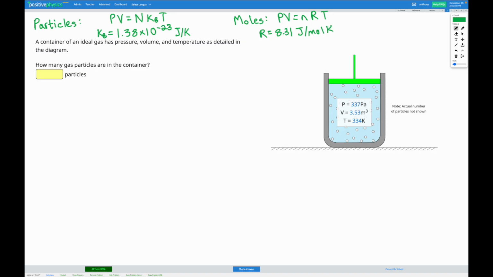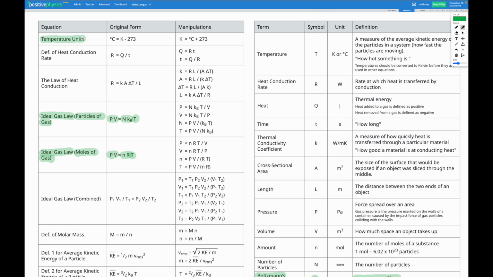One other thing that needs to be mentioned is that the temperature has to be measured in units of Kelvin. If the temperature isn't given in Kelvin, but it's given in degrees C instead, we can calculate our temperature using this equation.